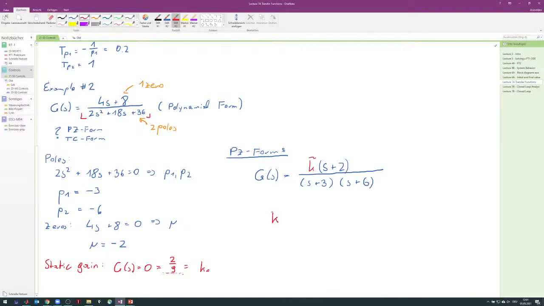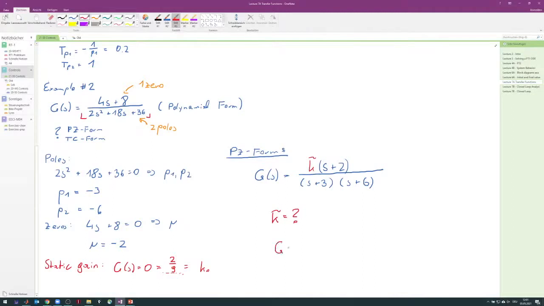So the question now is, what do we need to put in here? Nine? No, not really. We can try. Well, let's see. 2 over 18. 2 over 18. Let me think. I think it's much simpler.